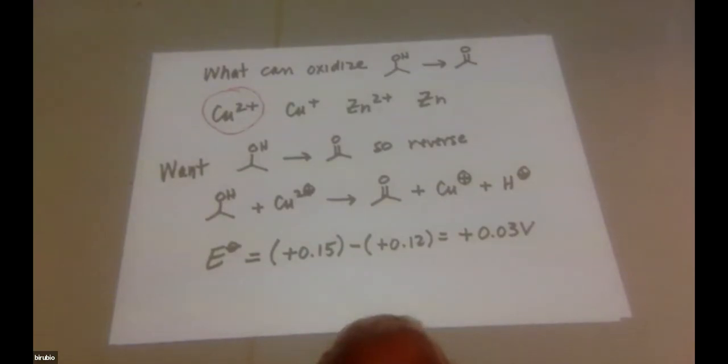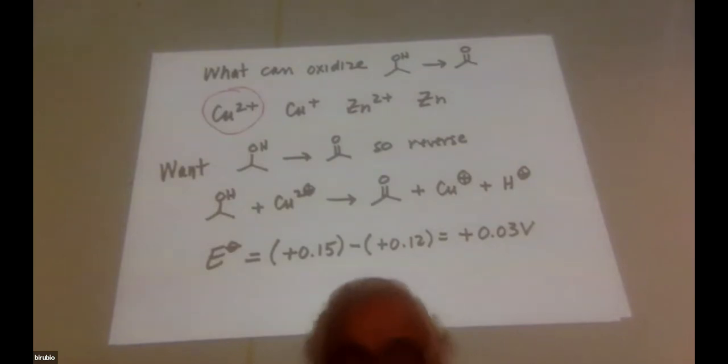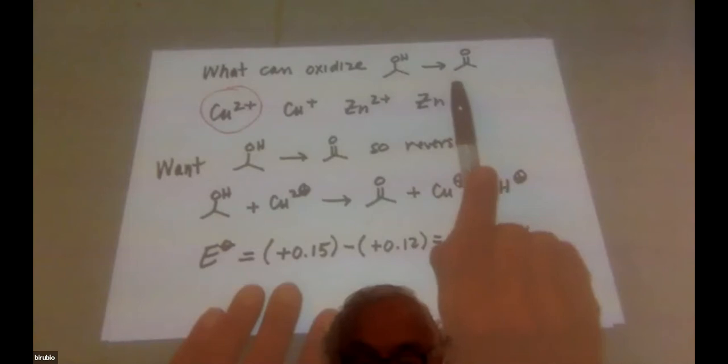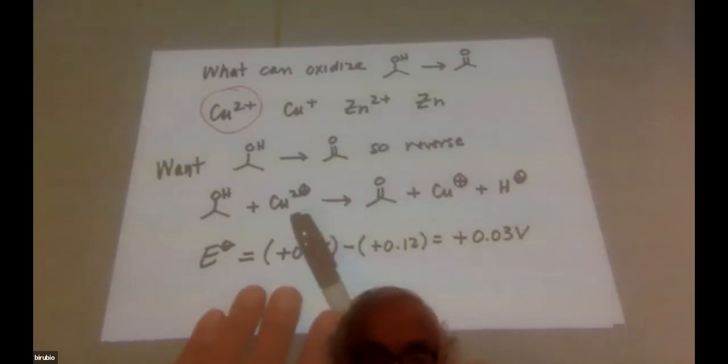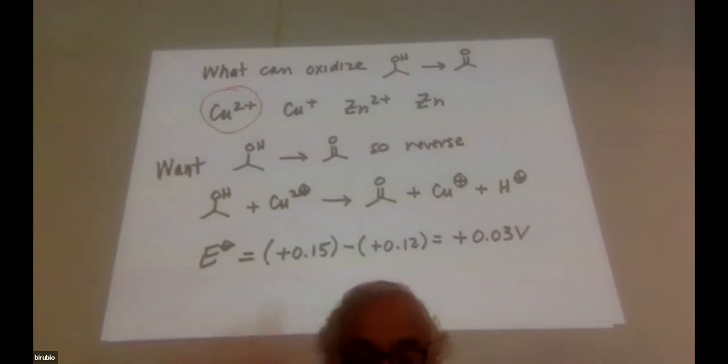Okay, so where do the electrons go? Don't quite understand your question. The electrons, see, this is an oxidation. This is a loss of electrons. This one is losing electrons. Who is picking up the electrons? Copper 2 plus, right? Copper 2 plus is becoming copper 1 plus, so it is absorbing an electron. Is that what you wanted to know?